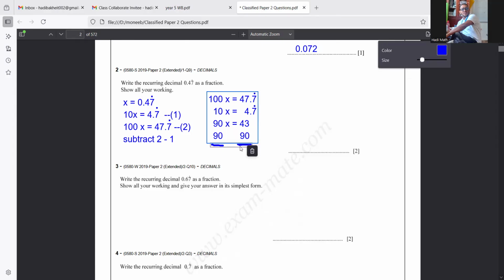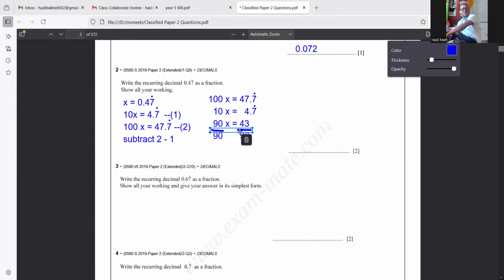So when you divide them both by 90, x will be equals what? x equals to 43 over 90. If you can simplify, simplify. If you can't, this is going to be your final answer. And remember, because 43 is a prime number, you cannot simplify anymore. Then this is your final answer.